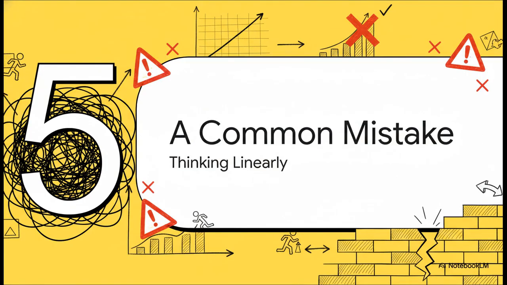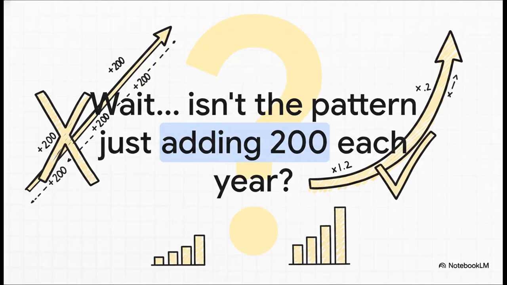Now, before we move on, I want to talk about a really common mistake. It's a trap a lot of people fall into, and I want to make sure you can see it and avoid it. Because when you see that first jump from 1,000 to 1,200, it is so tempting to think, wait, isn't the pattern just adding 200 each year?